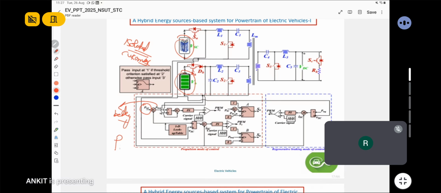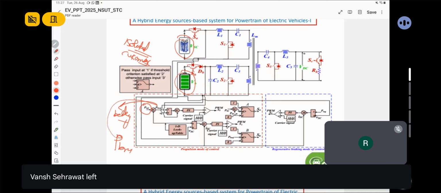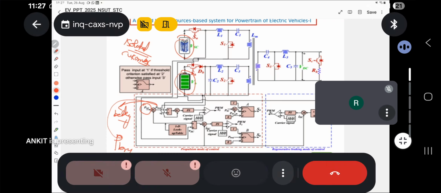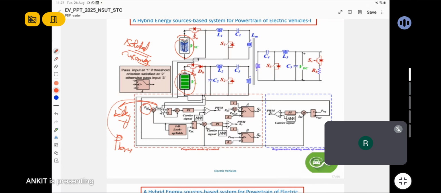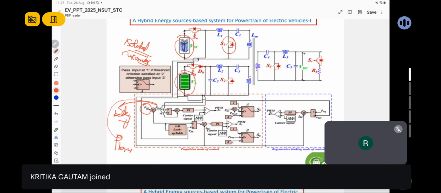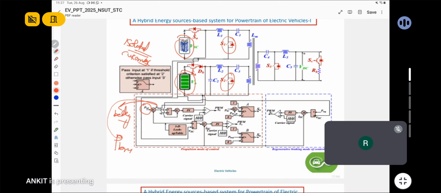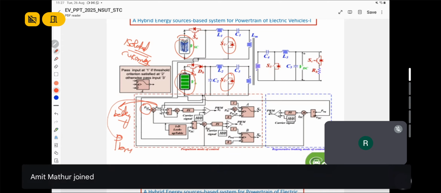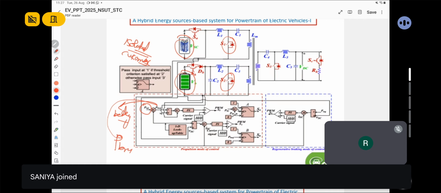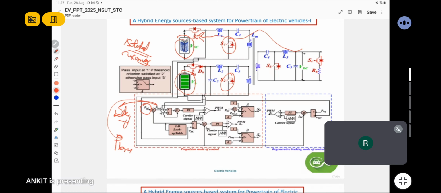This is the PV reference, and this one is the PV reference. So, PV reference, battery reference power. The battery will provide power only when the supercapacitor does not have sufficient power to supply the whole load demand. Here switches S1 and S2 are used for PWM operation during the propulsion operation, and during the regenerative braking operation, we use them to charge the supercapacitor.